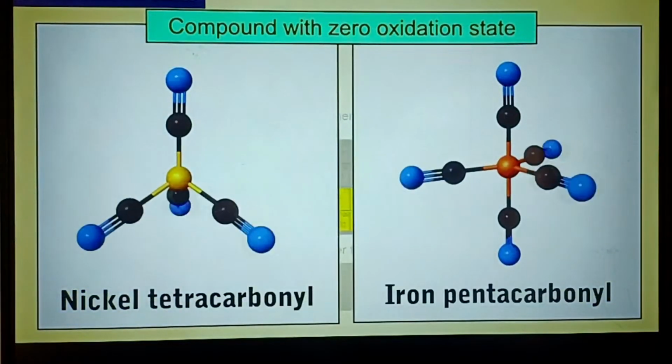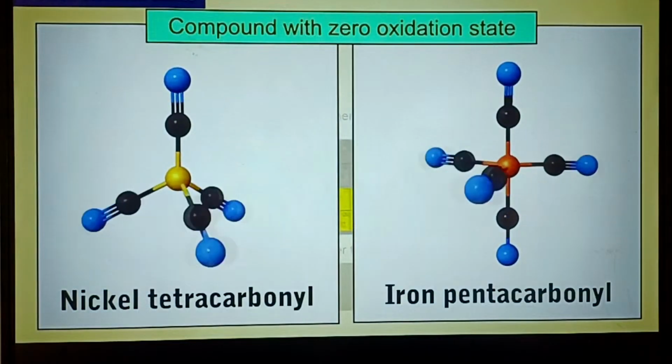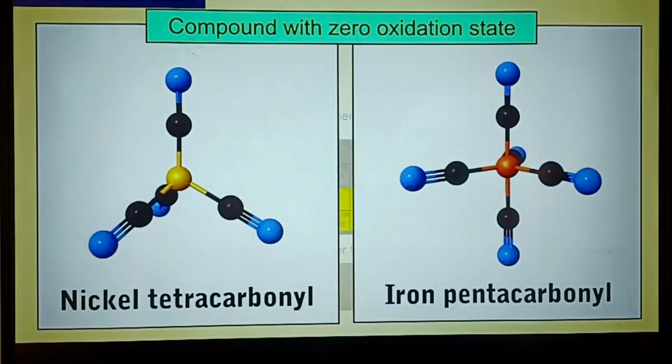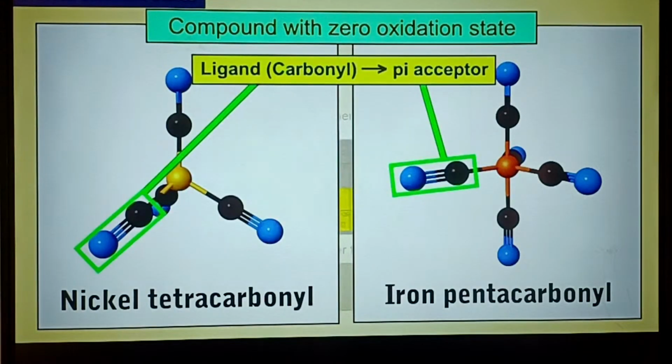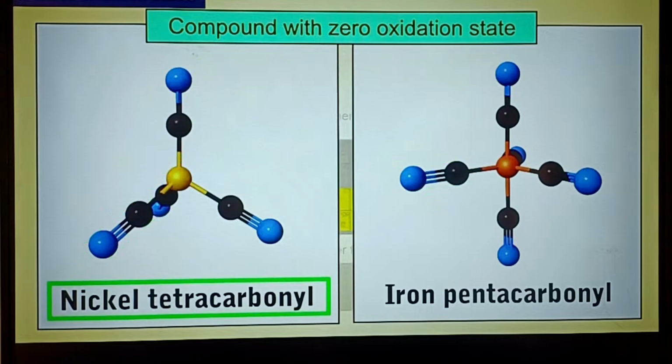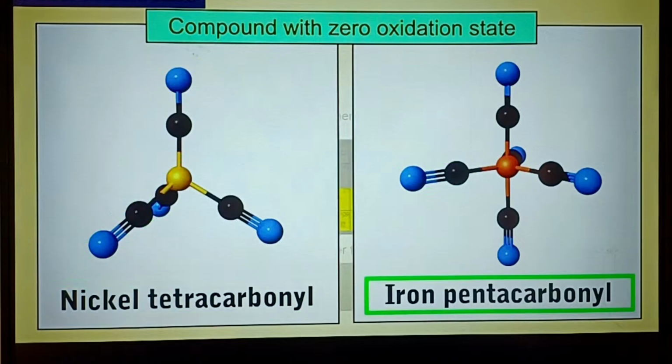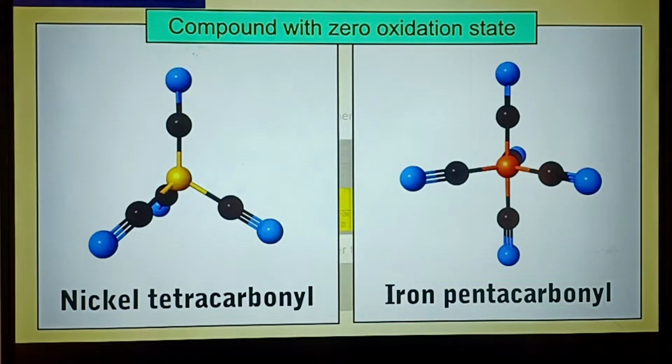Some transition metals also show zero oxidation states in complexes like carbonyls, where the ligand acts as a pi acceptor. Nickel tetracarbonyl and iron pentacarbonyl shown here are two examples of a transition metal in zero oxidation state.